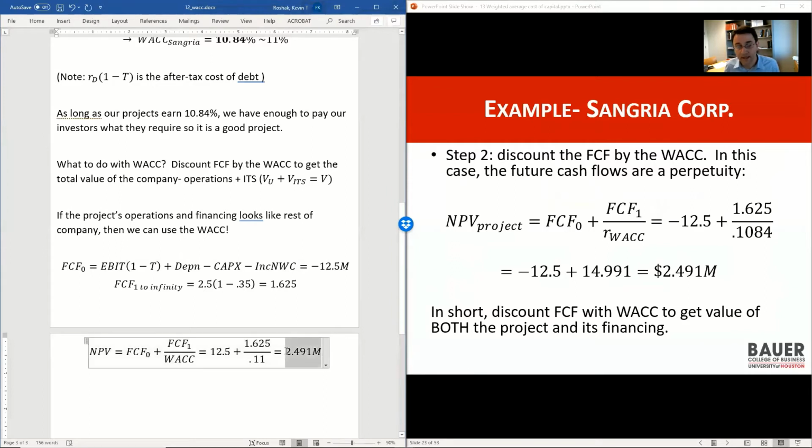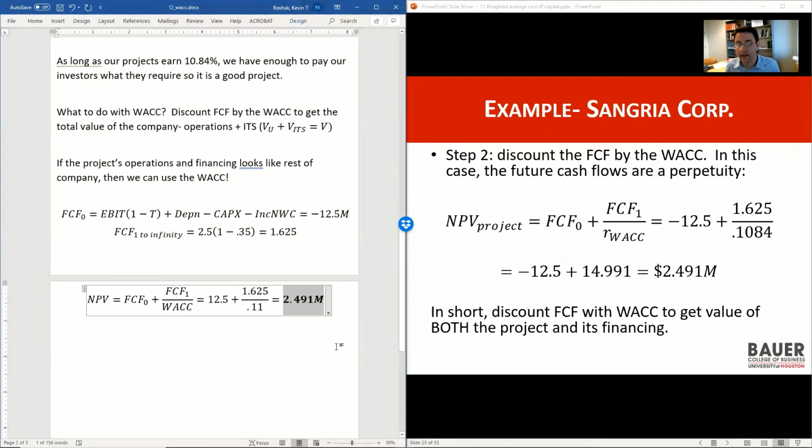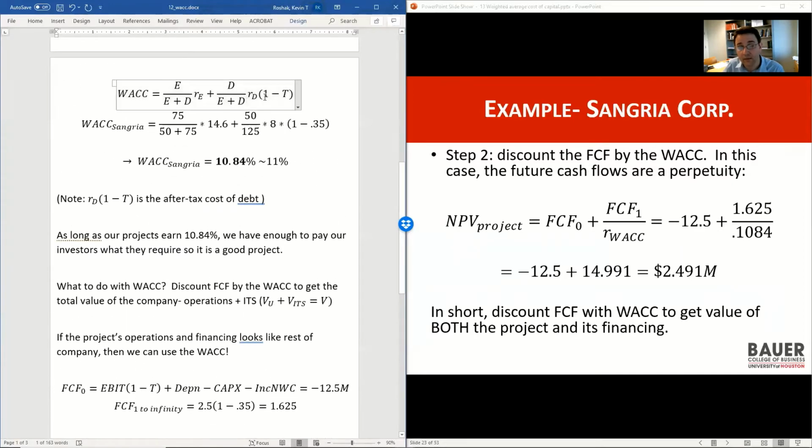So what's embedded in this 2.49? This includes both the tax shields as well as the operations. We didn't have to separately think about the tax shields. We didn't have to separately value them. They're embedded in the discount rate. They're embedded in the WACC because we were using the after-tax cost of debt.